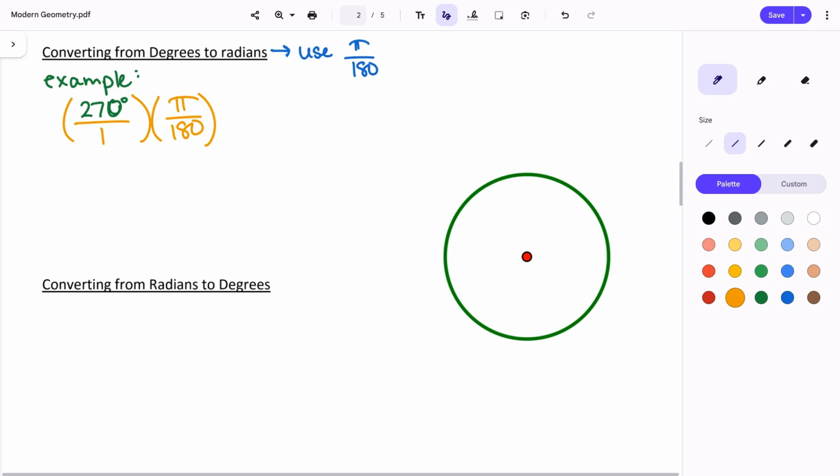Because this is going to help me get 2 radians. Now, when you do this, we're going to be doing a little bit of reducing. So we can do some reducing here.